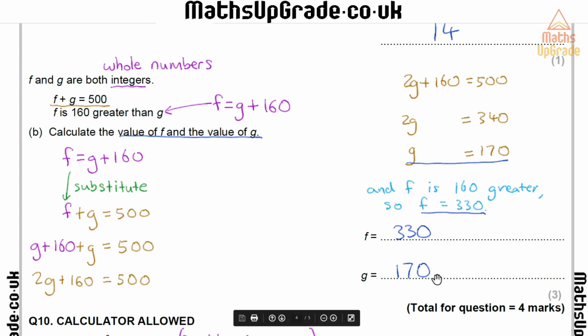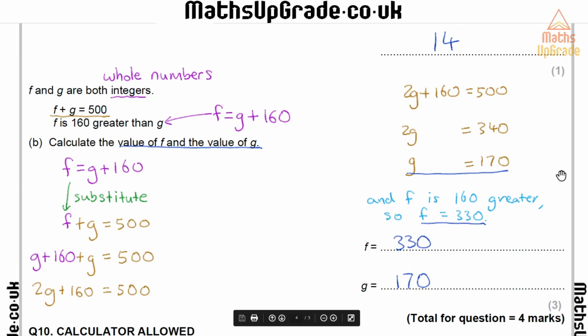Now let's just check that these values are correct for these sentences. So f and g are both integers. f plus g is 500, so add them together get 500, that works. f is 160 greater than g, so 160 add this gives 330, so that's correct as well. The whole question is worth 4 marks.